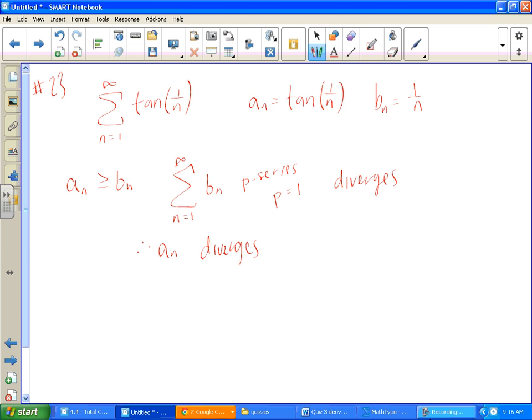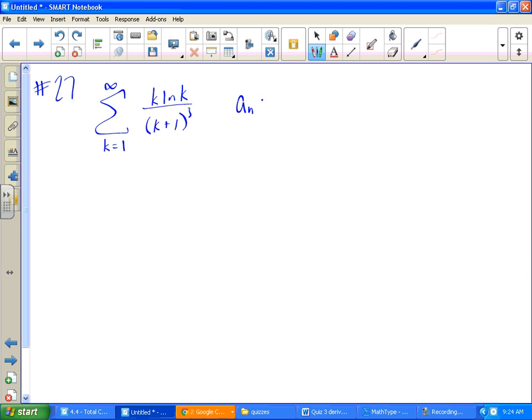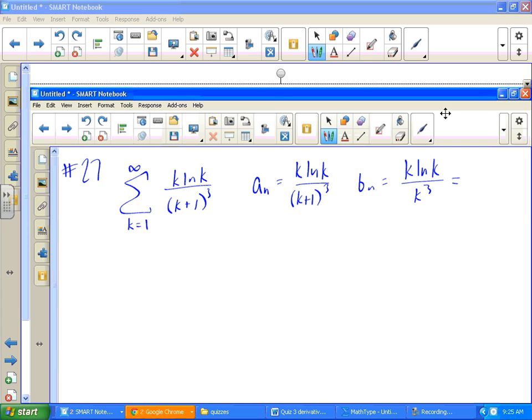Number 27 is kind of a weird one, so I'm going to try a comparison test because that's what pops in my head first. So my a sub n is this. And then I'm going to compare it to the dominant term in the denominator, which is definitely the k cubed, right? And this is all one term in the numerator, so it's got to stay like this. Now, can I write that as, come on.